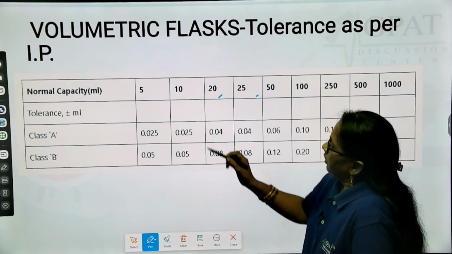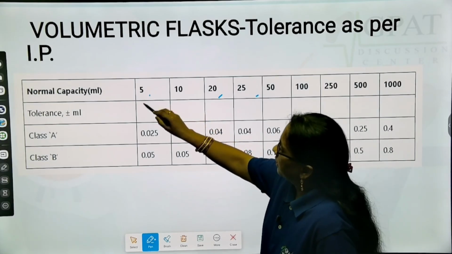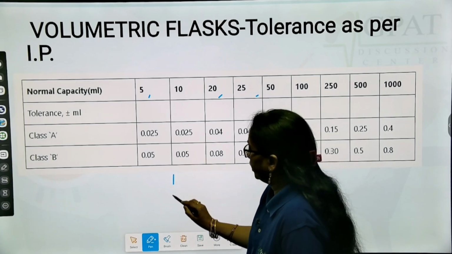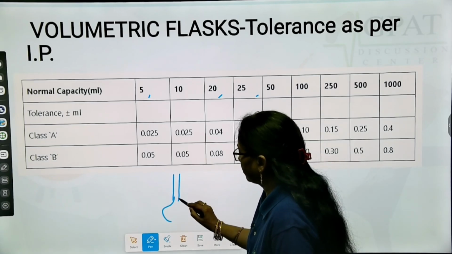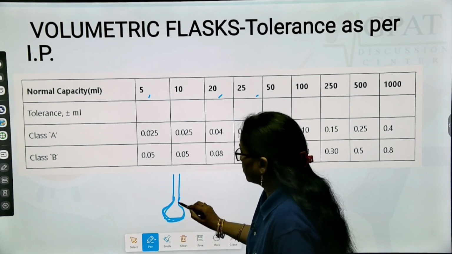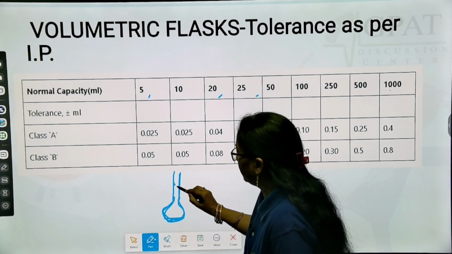Okay, so if you want to see the 5 ml capacity volumetric flask, we know that it is going to be like this, flat-bottomed, and in this volumetric flask you are going to see the mark here.